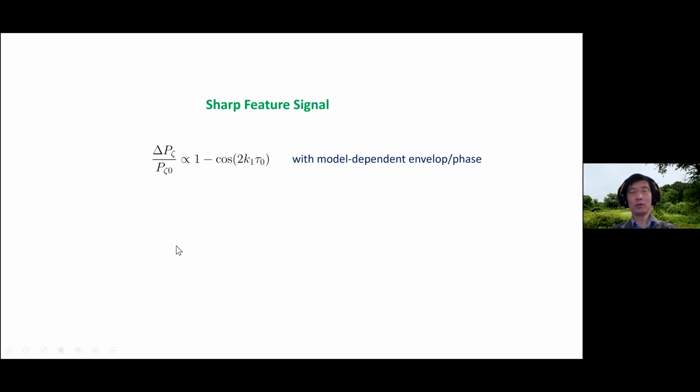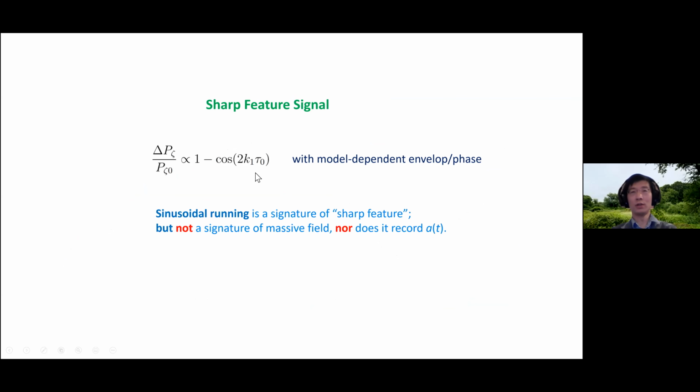So if you have sharp features, typically what you see in density perturbations, such as the power spectrum, is a correction that runs sinusoidally as a function of wave number k. Tau 0 is a constant here. They have very model-dependent envelope and phases, but the sinusoidal oscillation as a function of k is generic. And this sinusoidal running is a signature of a sharp feature. It's not a signal of massive fields. For example, you can have just a single field with a glitch in the potential that will give you this kind of behavior. So it does not record a(t) as well.